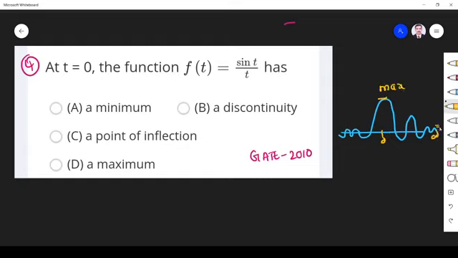At infinity only it reaches 0. At minus infinity it reaches 0. So what they ask, at t is equal to 0, sinc has a maximum. See from the diagram. So sometimes you draw the functional diagram and plot it, and from that you can find the answer like this. So at x is equal to 0, the function has a maximum. Okay.